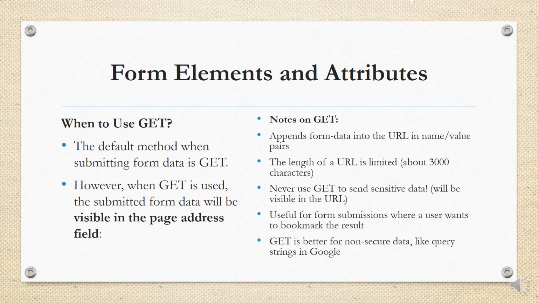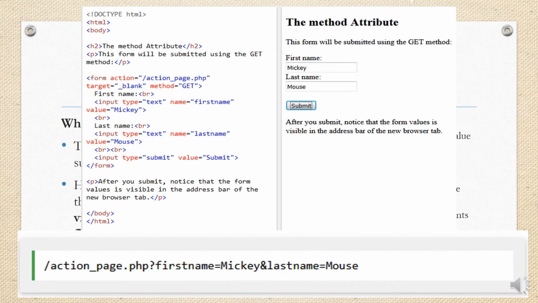That's it basically. This is an example. If we write get on the method attribute, when you press the submit button, it will create a slash and all the action of the form, and it would show up in the URL. That's what we don't want. We don't want that to happen.